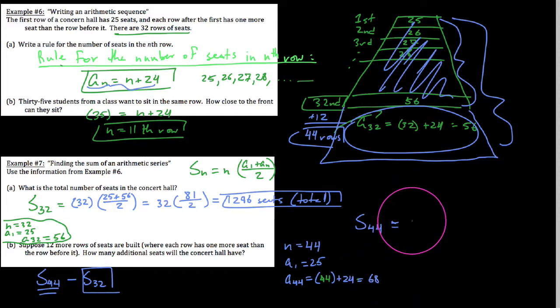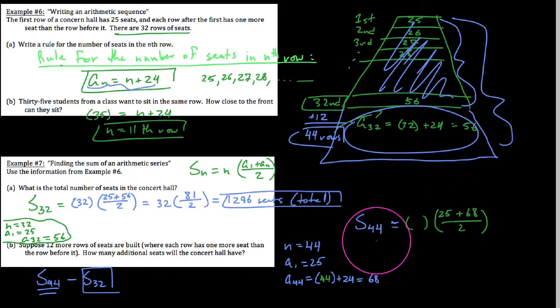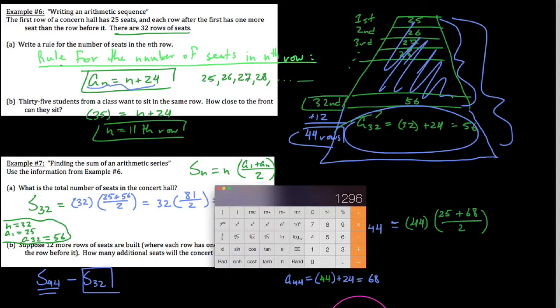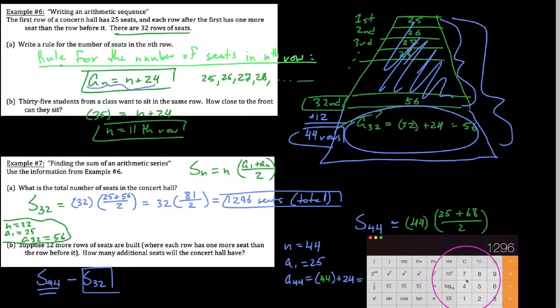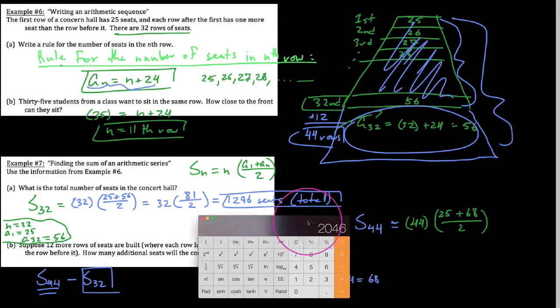So the sum of the first 44 rows would be this. We would say the number of rows times the average of the first and last row seats. We say 25 plus, oh sorry, not 44, but 68. 68 seats in that 44th row. We say there are 44 total rows. So again, we could use a calculator on this one. There's no problem doing that. We say 25 plus 68. We'll divide this by 2, and we'll take that times 44. And what we end up with here is 2,046.